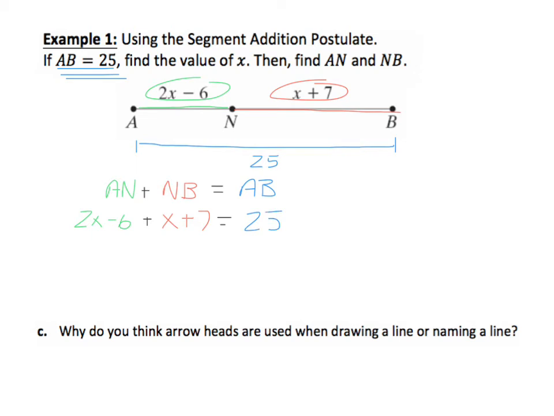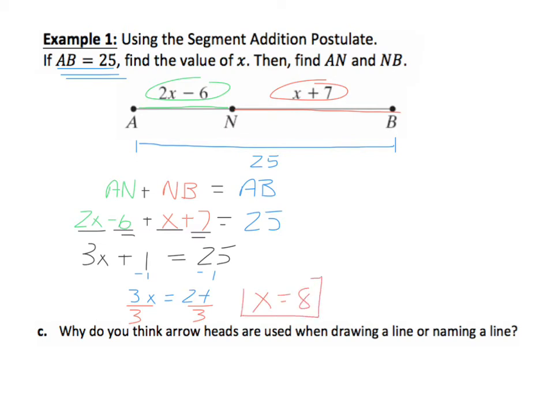Let's go ahead and combine our like terms. 2x plus x is 3x, and a negative 6 and a positive 7 makes positive 1. So 3x plus 1 equals 25. Now we can subtract 1 on each side to get 3x equals 24. And finally, to get our answer, just divide both sides by 3, and we end up with x equals 8. So that's the first part of our answer.